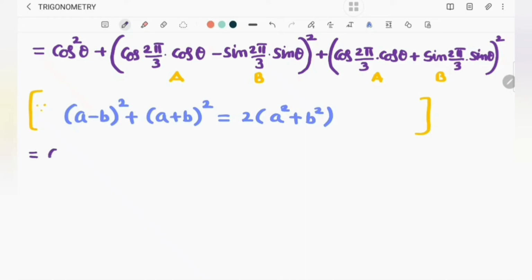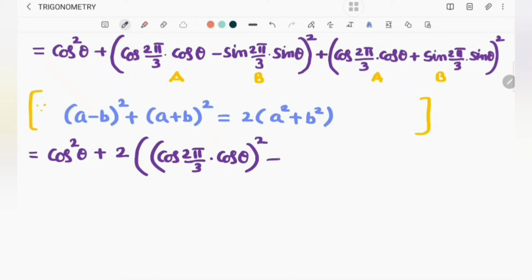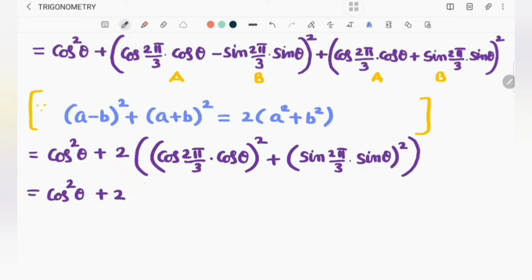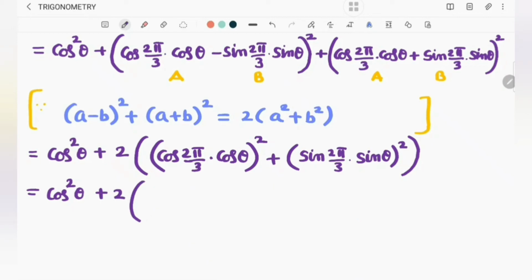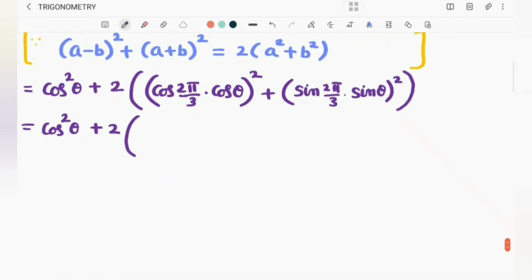So which is equal to, first term like this only, cos square theta plus 2 into A square plus B square. 2 into bracket start, A square: cos 2 pi by 3 into cos theta whole square, plus B square: sin 2 pi by 3 into sin theta whole square, which is equal to cos square theta plus 2 into, here we need to know about the values of cos 2 pi by 3 and sin 2 pi by 3.